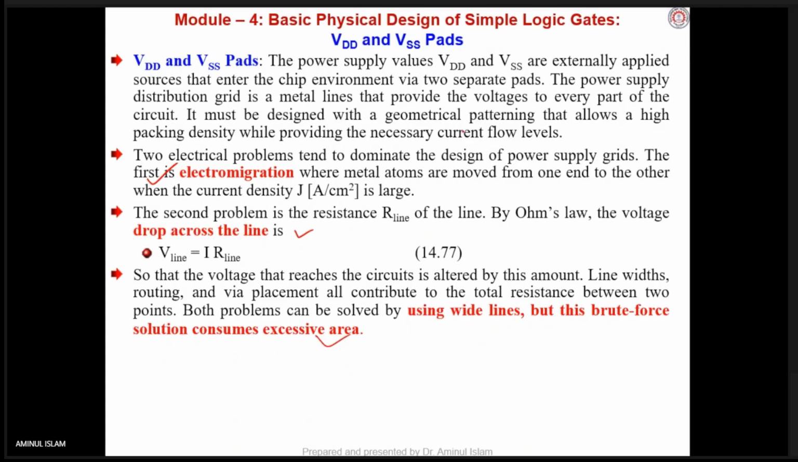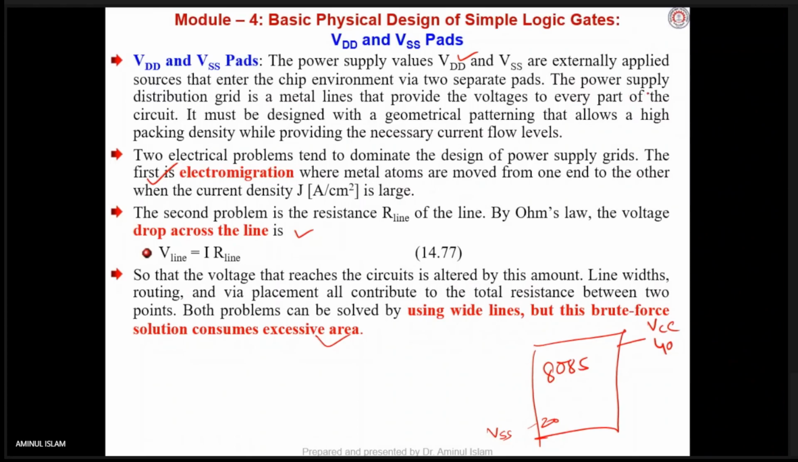The power supply values VDD and VSS are externally applied to the chip via two separate pins. For example, in 8085, what are the two pins? Can you remember? One was VCC, the 40th pin, and the other one on the side, the 20th pin, is for VSS or ground. So at least two pins are required to connect the supply voltage and ground from an external source.